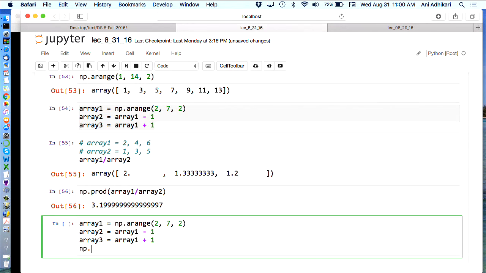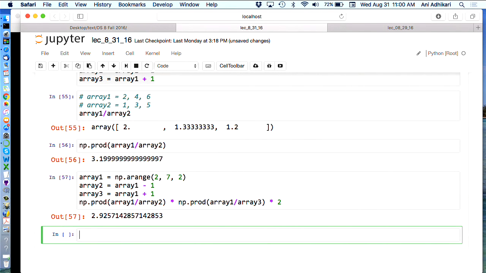Okay, so we're going to do np.prod of array 1 over array 2. That's what we did, yes? And then we're going to multiply that by np.prod of array 1 over array 3, because we can do that as well. There's nothing stopping us. And because we are weird, we are going to multiply that by 2, right? We're just going to do this because we can. Okay, so we're doing this. All okay? I got 2.92, whatever, who cares? Okay, we've got a computer.